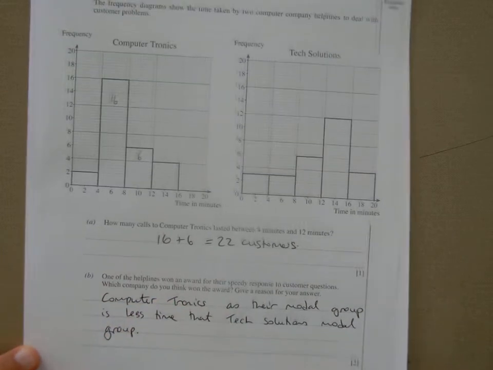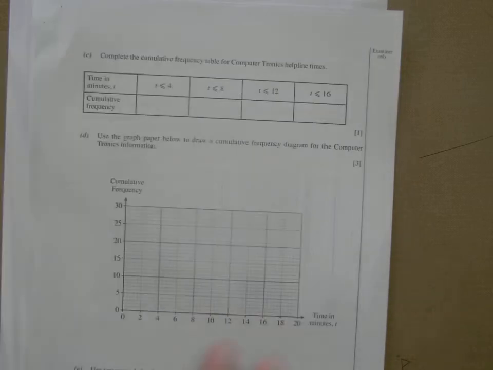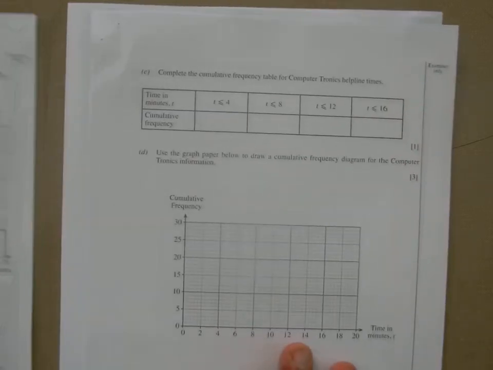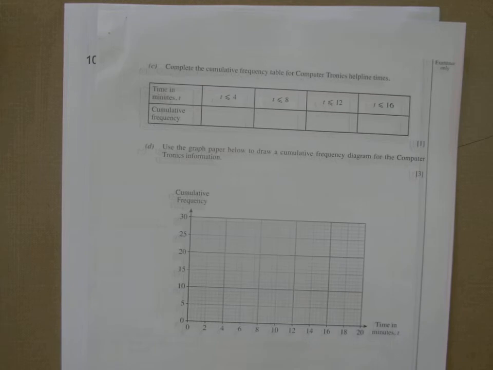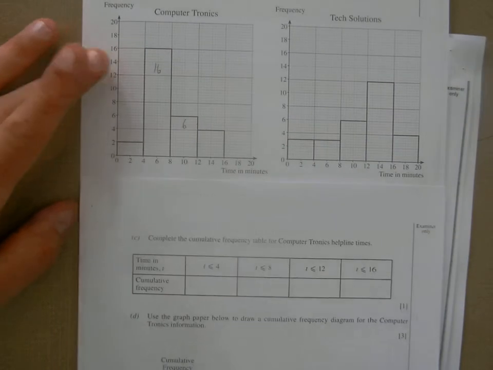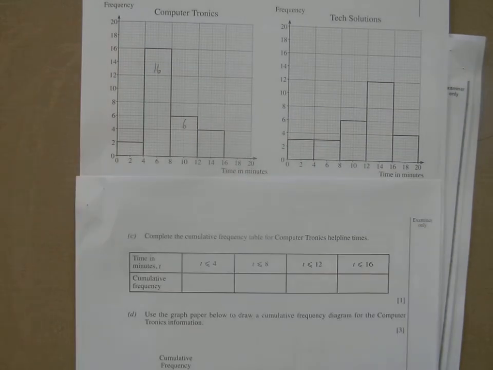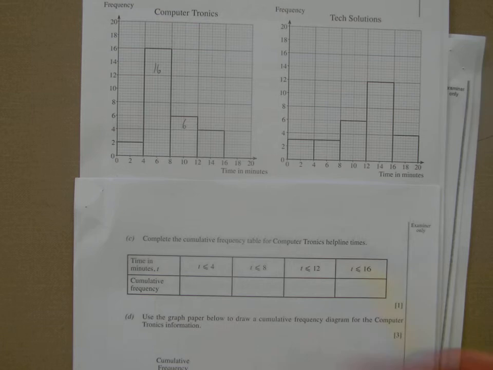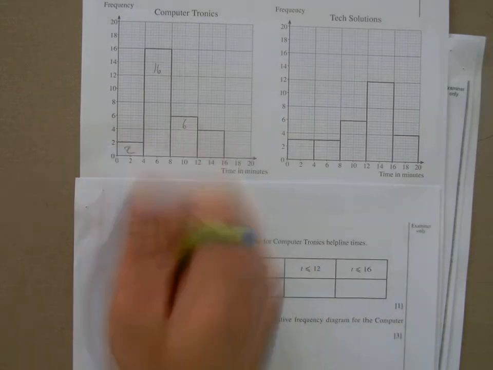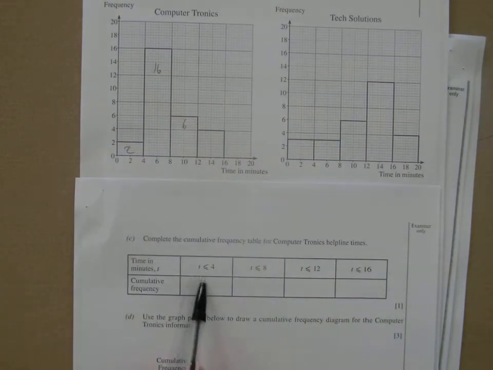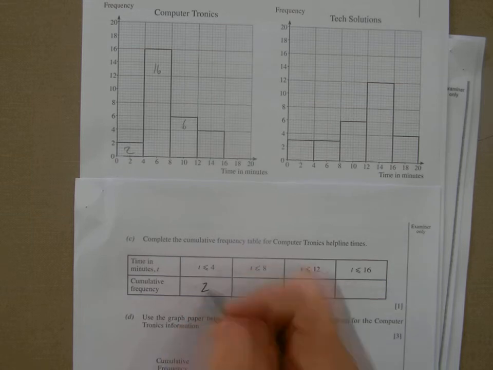Okay, so then we've got part C. It says complete the cumulative frequency table for Computertronics helpline times. So if we look at this here, with regards to cumulative frequency, remember you add up the frequencies as you go along. So we've got 2 here, 2 customers there. So in terms of less than 4 minutes, you've got 2 customers.